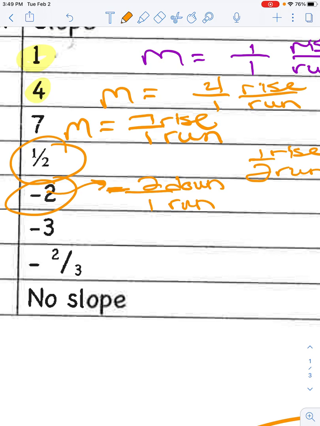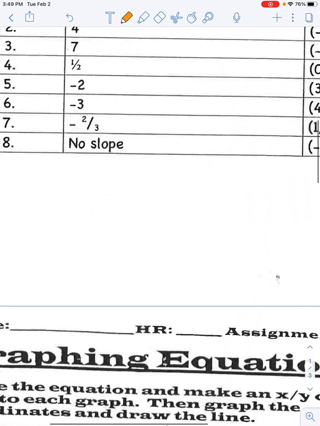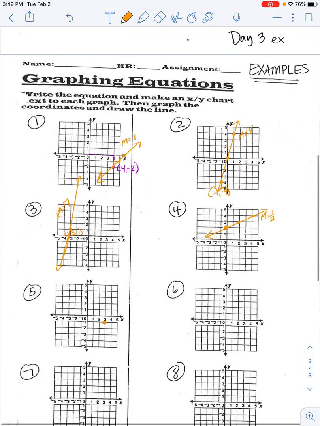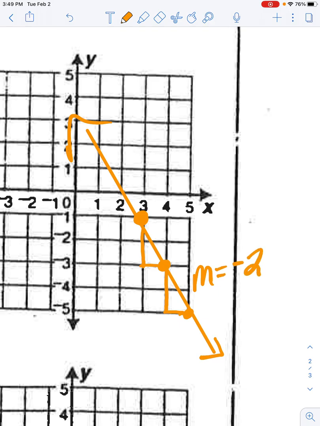So obviously if it's positive, you go up. If it's negative, you go down. And we're always going to run to the right. Down 2, run 1. Down 2, run 1. Guys, this was negative, and what do we know about a negative slope? Now it's going in the correct direction, right? It's going down. This is a slope of -2.